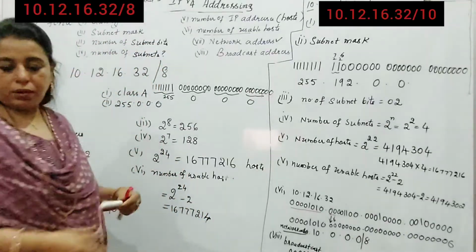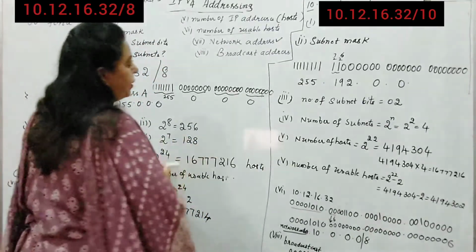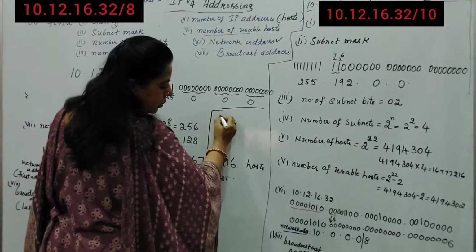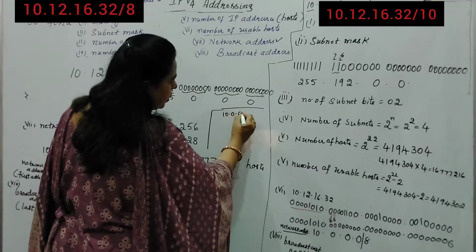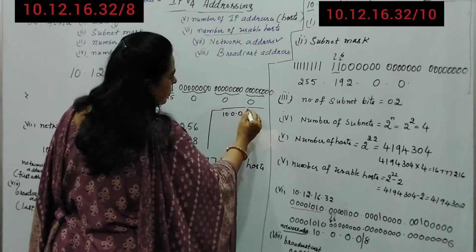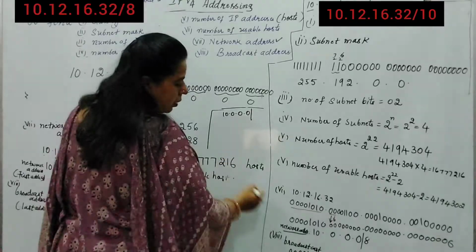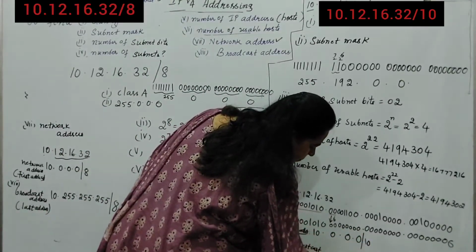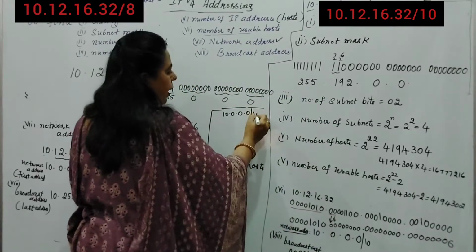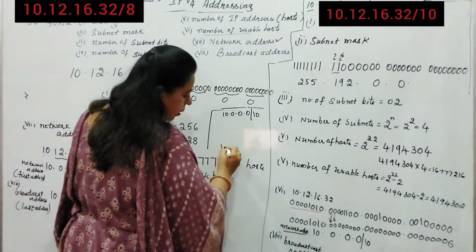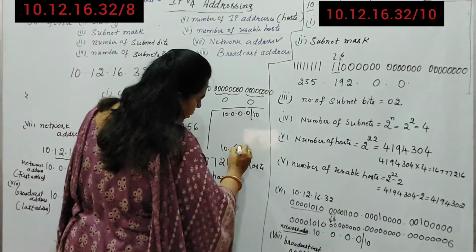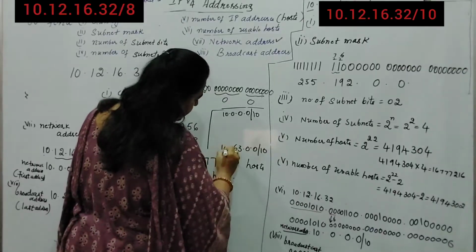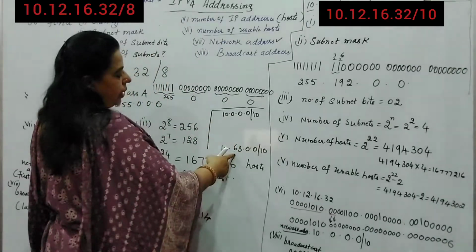Suppose if I have to just show you the range of addresses in this case, what has happened in this example is the first address or the network address is 10.0.0.8. Okay, this is the first address what you got, and sorry, it is not 8, it is 10 here. And the last address what you got is 10.63.0.0/10. So this is the first address and this is the last address you got.